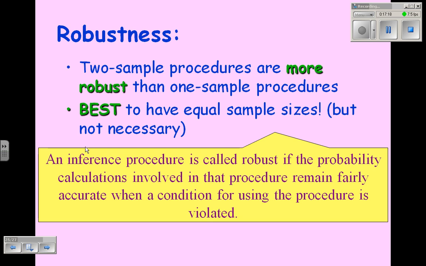Now remember what I mean when I say robust. An inference procedure is called robust if the probability calculations involved in that procedure are fairly accurate, even when a condition for using the procedure is violated. So even if one of the conditions, say the normality condition, is violated, it still gives you good, accurate p-values. That means that procedure is called a robust procedure. 2-sample procedures are more robust than 1-sample procedures. So that's a good thing to know.